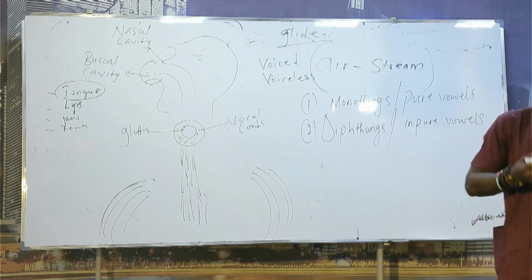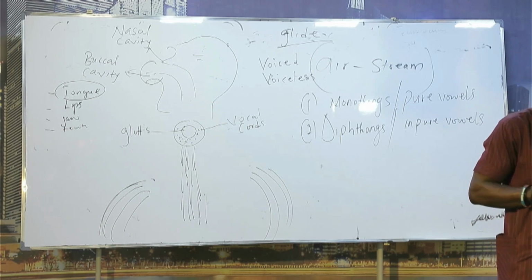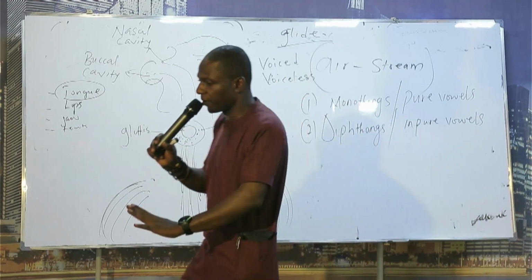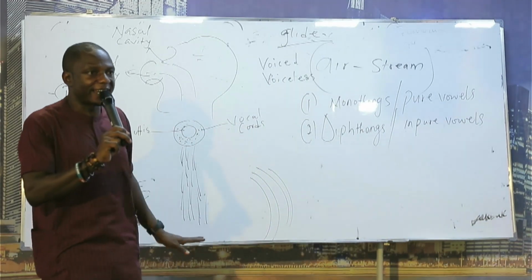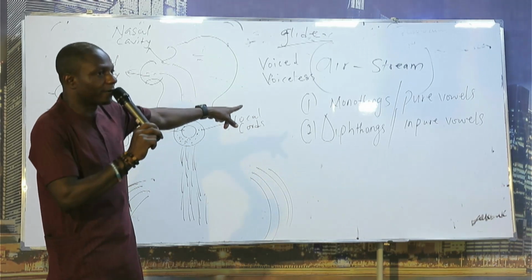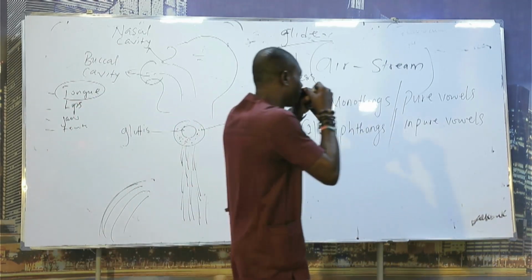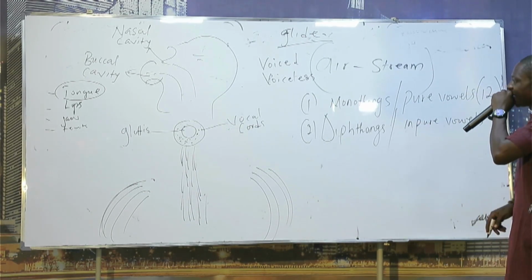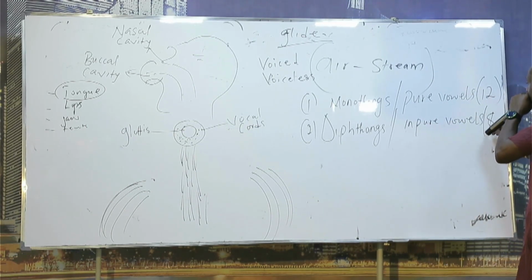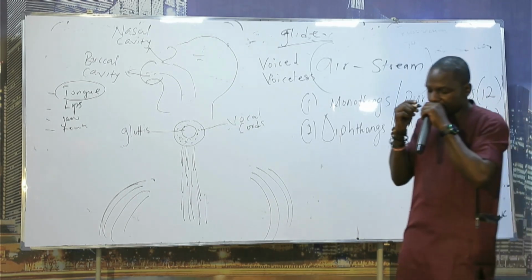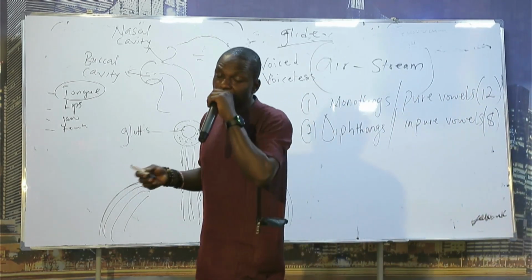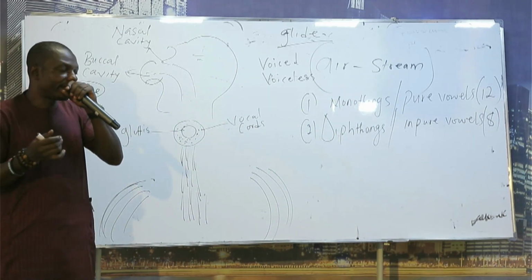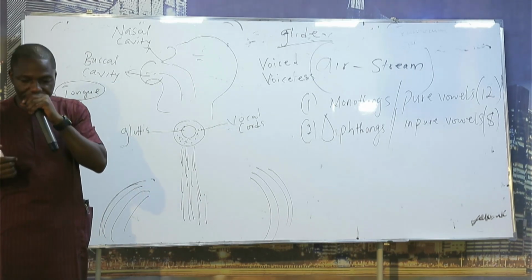Have you seen it now? And we say that the vowels are how many in number? We have 20 vowel sounds in the English language. Since they are divided into 2, we have 12 monophthongs, and then we have 8 diphthongs. You can write it somewhere. The monophthongs, or the pure vowels, are 12 in number, and the diphthongs are 8 in number.